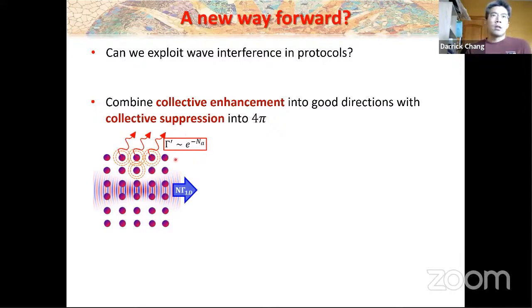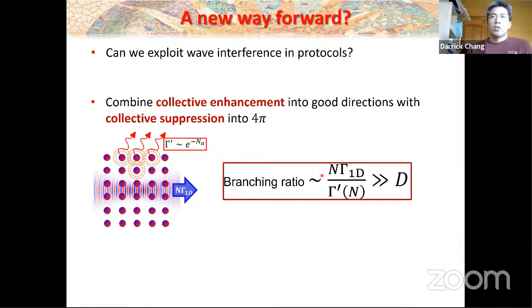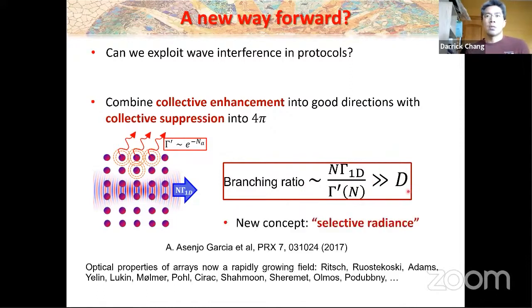And if you do it correctly, that emission rate into 4 pi might actually even scale itself with the atom number. So then the branching ratio of information can actually be superlinear in the number of atoms, because as you add more atoms, you can actually shut off the bad process. And if you can accomplish this, this branching ratio can be much larger than your conventional optical depth. So this is a new concept that we call selective radiance.